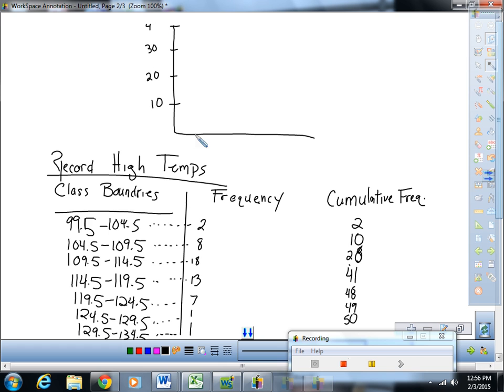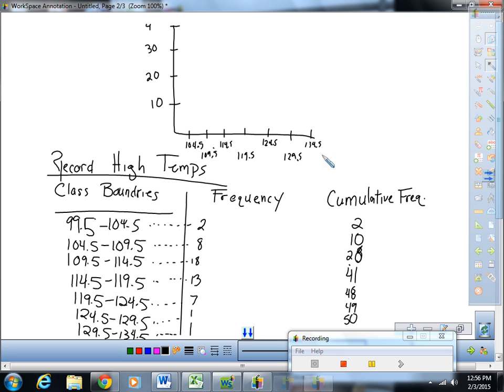again here we want our midpoints. So that was 102, 107. No, that's not right. I don't want my midpoints. We want 104.5, 109.5, 114.5, 119.5, 124.5. I still can't believe it's been 134 degrees.